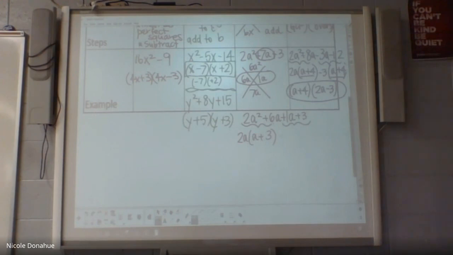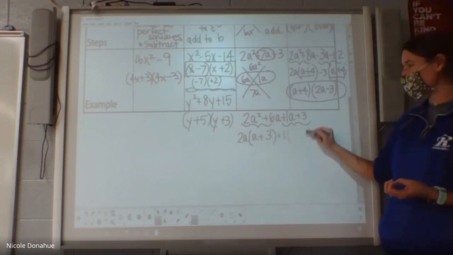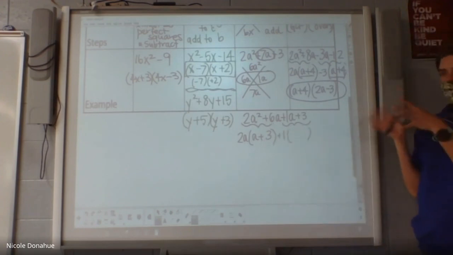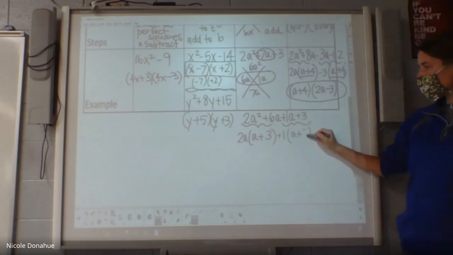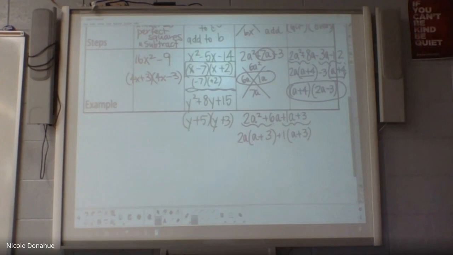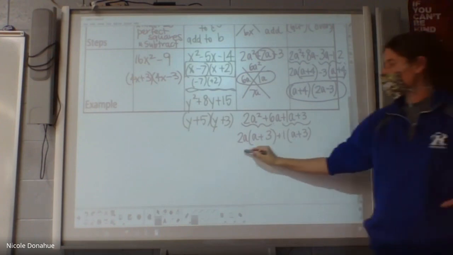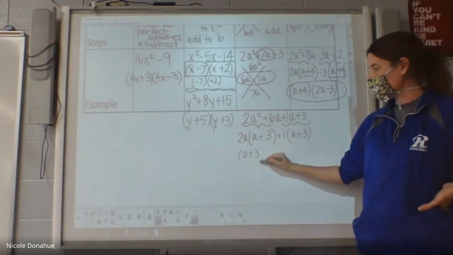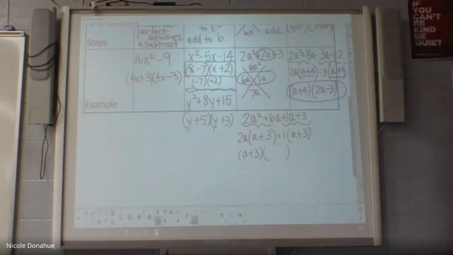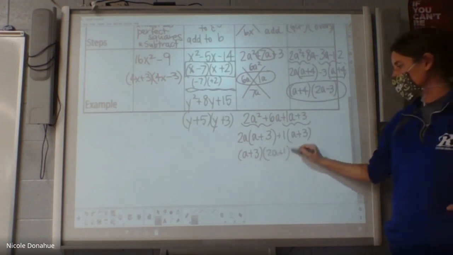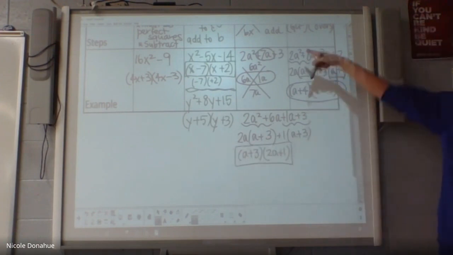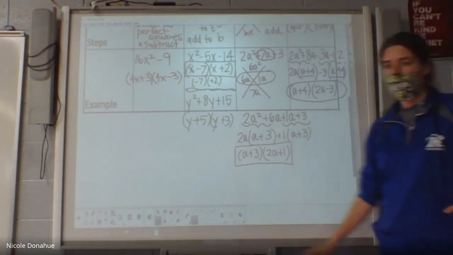What can I take out of those next two? A 1. I'm just going to take the 1 out as a placeholder, just to hold it there so it looks the same. And I'm going to be left with a plus 3. And again, I know I'm doing this right because they match. So a plus 3 I'm pulling out. And what's left behind? 2a plus 1. Now, if you FOILed that back, it would give you that original thing.